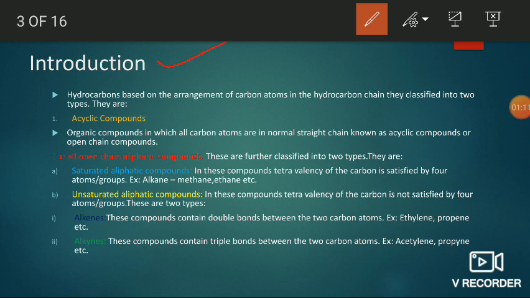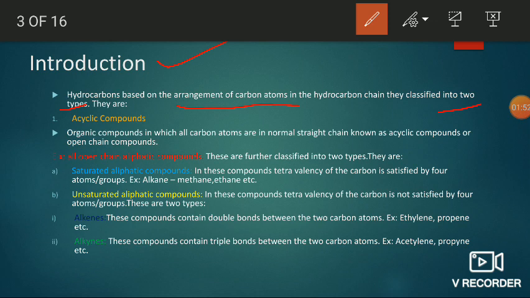Introduction. First one is introduction. Generally, hydrocarbons are classified into two types. Here, the hydrocarbon means these are the basic organic compounds which have carbon and hydrogen atoms. These hydrocarbons are classified into two types based on the arrangement of the carbon atoms in the hydrocarbon chain.